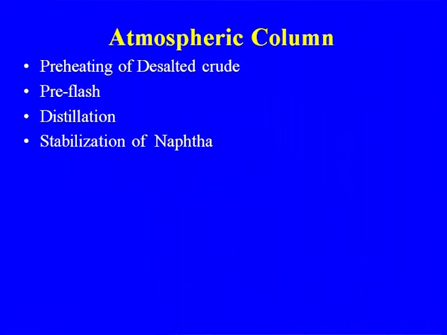So, in the atmospheric column, what is happening? The preheated desalted crude goes to the pre-flash section and the distillation column, and then the stabilization of the naphtha. From the naphtha, especially the lighter component, the light gases, especially LPG, have to be removed, and the light naphtha again goes to what we call the straight-run gasoline, which goes to the gasoline pool.